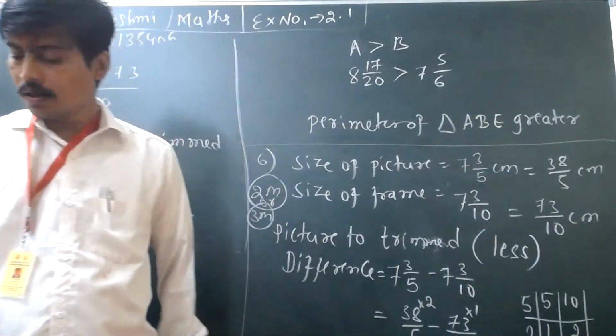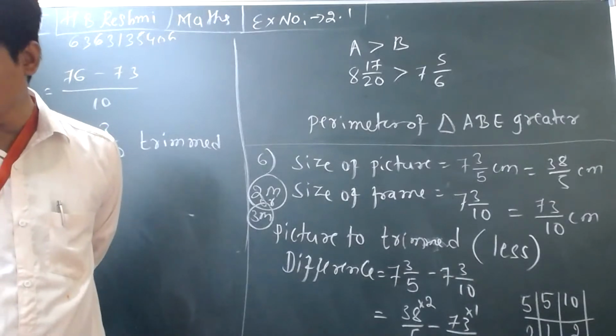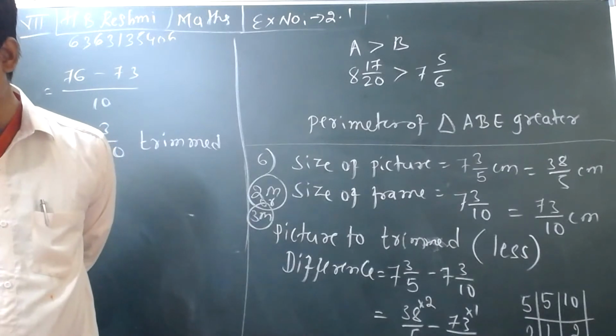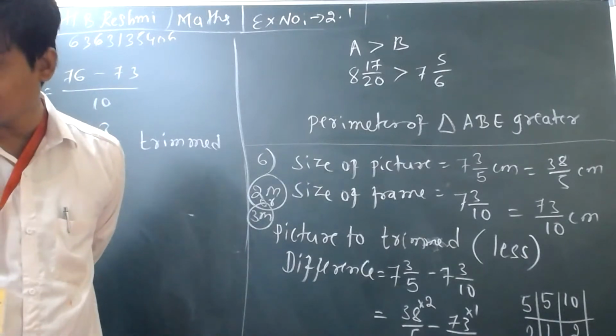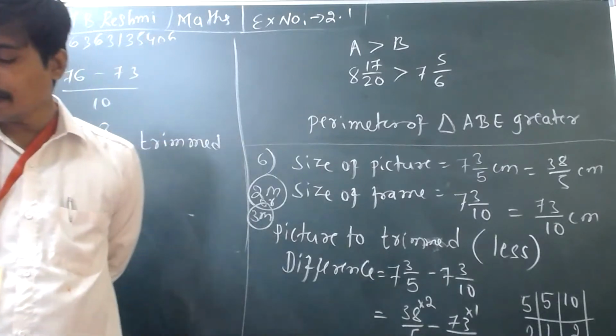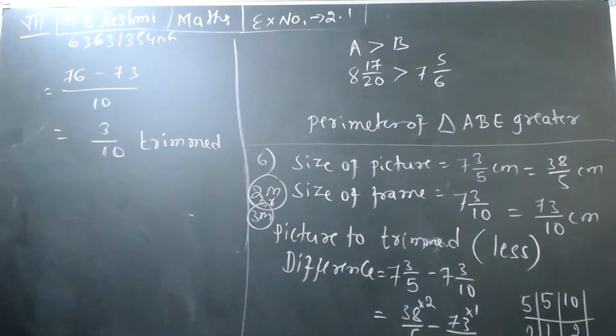What she has done: Shailu wants to put a picture in a frame. The picture is 7 integer 3 by 5 centimeter wide. To fit it in a frame, the picture cannot be more than 7 integer 3 by 10 centimeter wide. How much should the picture be trimmed? And the answer is 3 by 10 centimeter, because it is given in centimeter.